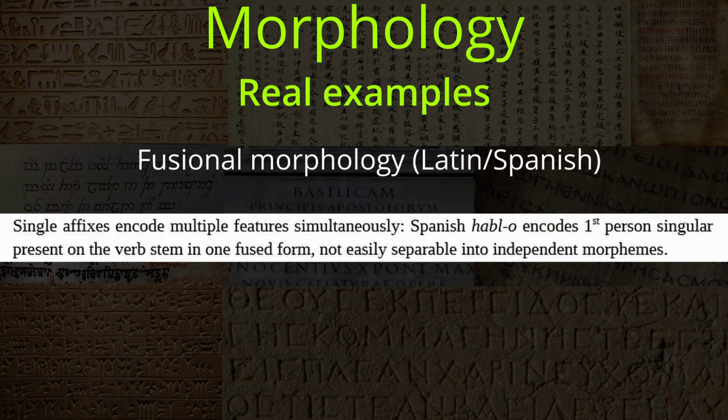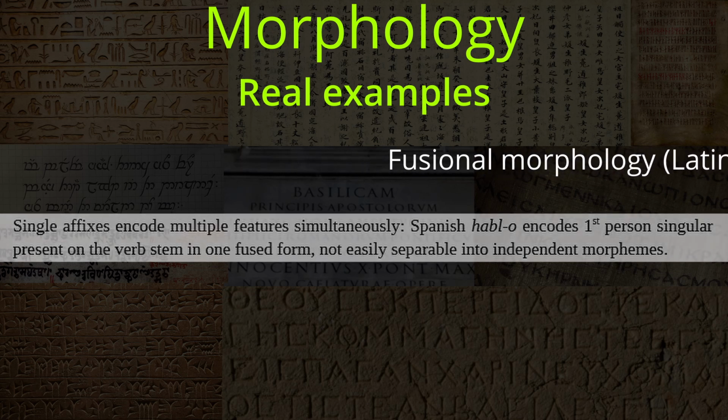Then fusional morphology, for example Latin or Spanish. Here, single affixes encode multiple features simultaneously. For example, Spanish hablo encodes first-person singular present on the verb stem in one fused form, not easily separable into independent morphemes. Yet, I already talked about this as well as written about this in the Latin conjugation to show you this is not as complex as it might look.